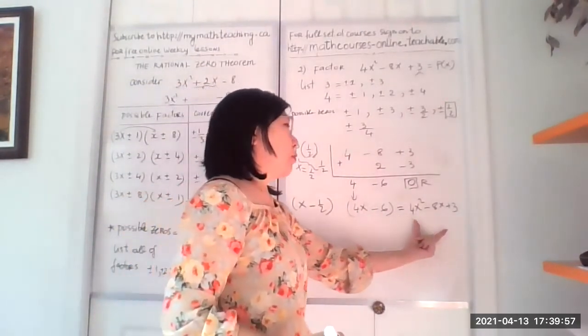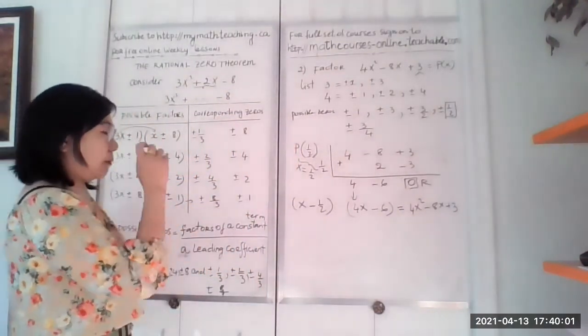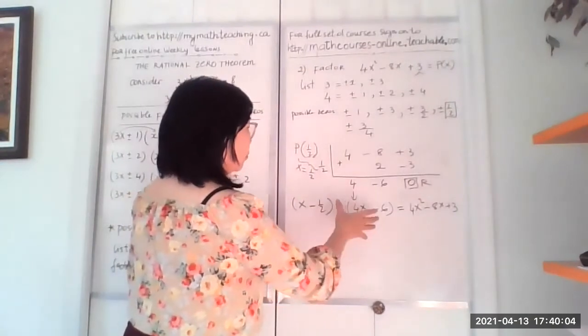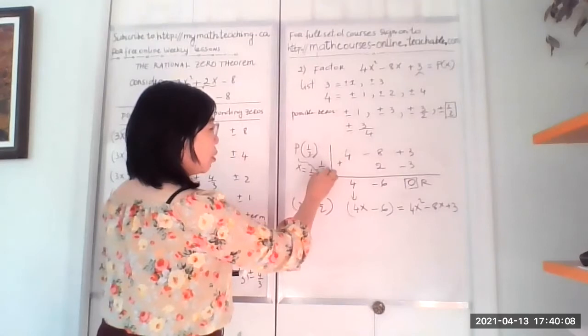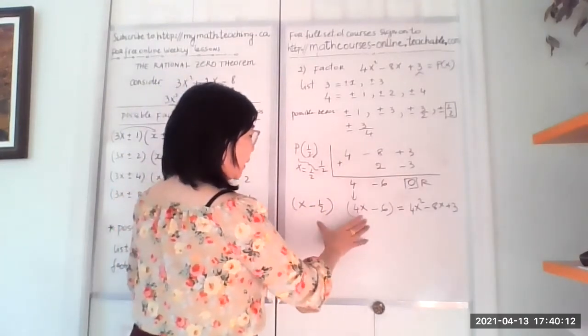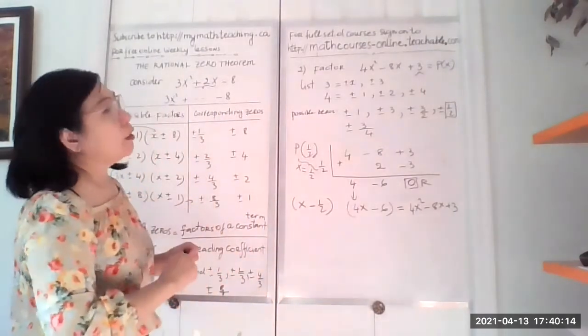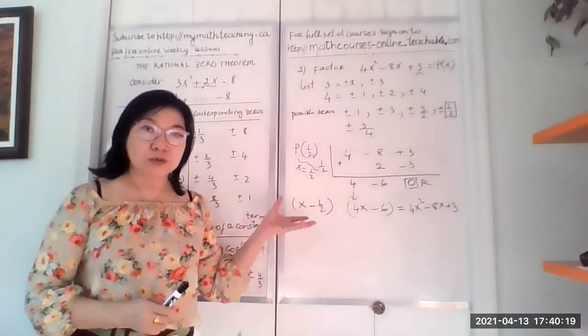This left side equals the right side. So by doing this, we'll be able to inspect what is the first possible root, so we can divide and then factor out. So this is how we use a synthetic technique to factor.